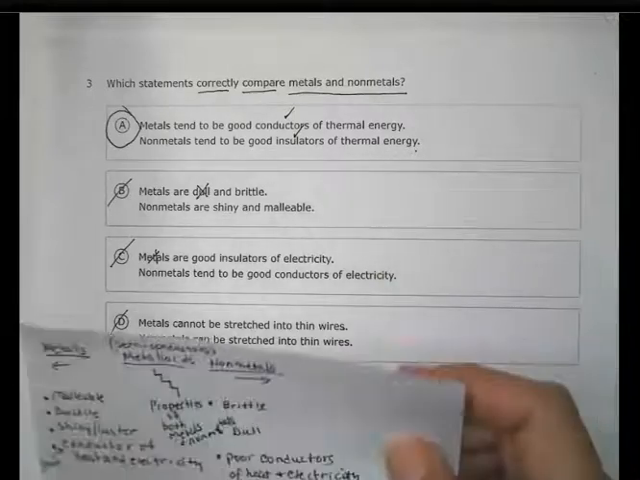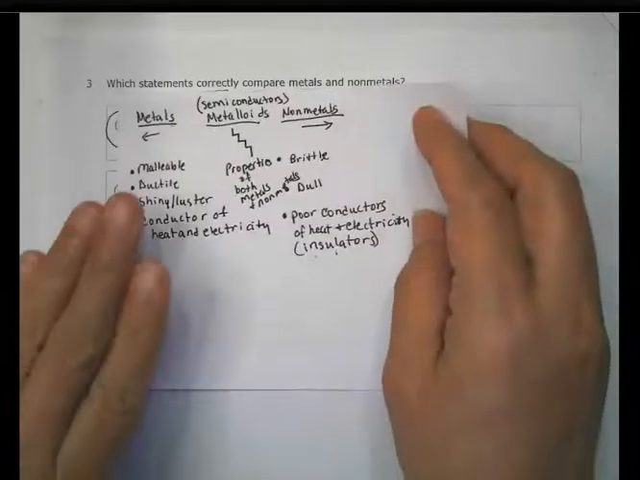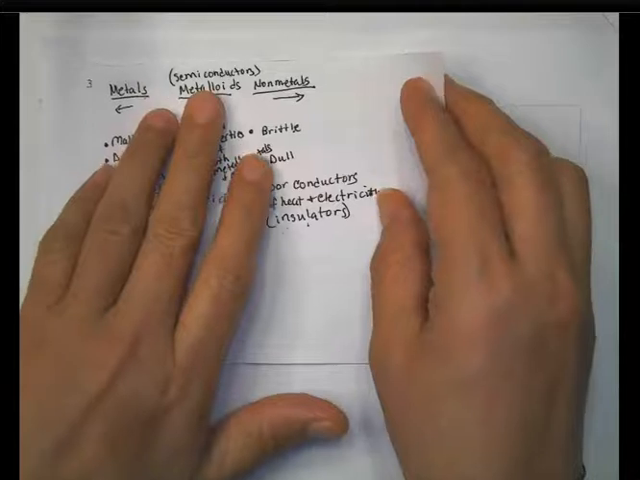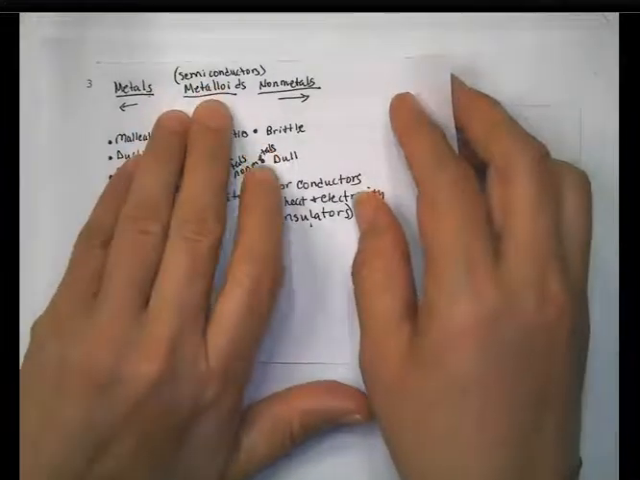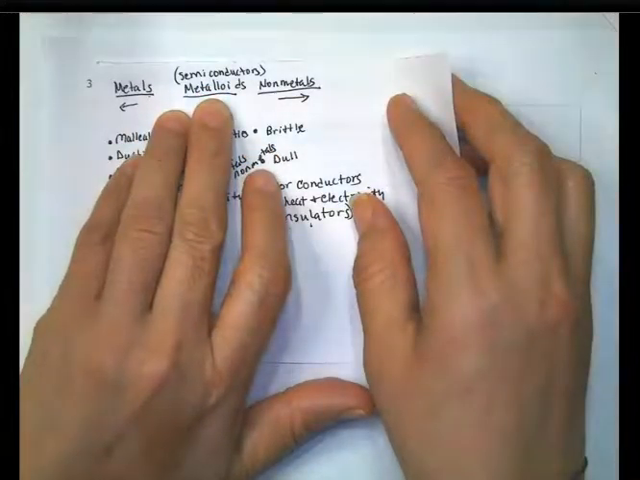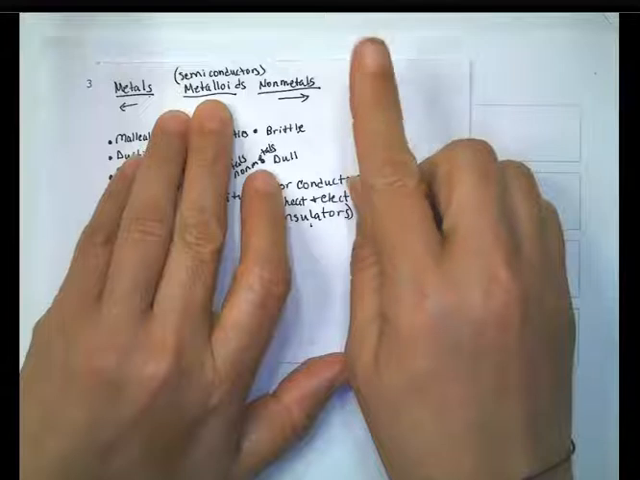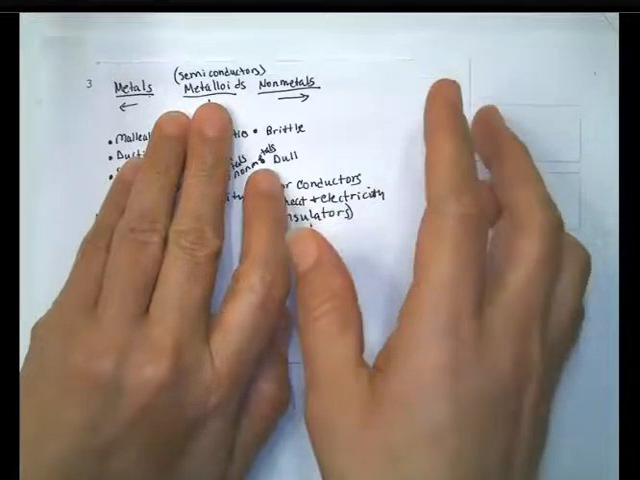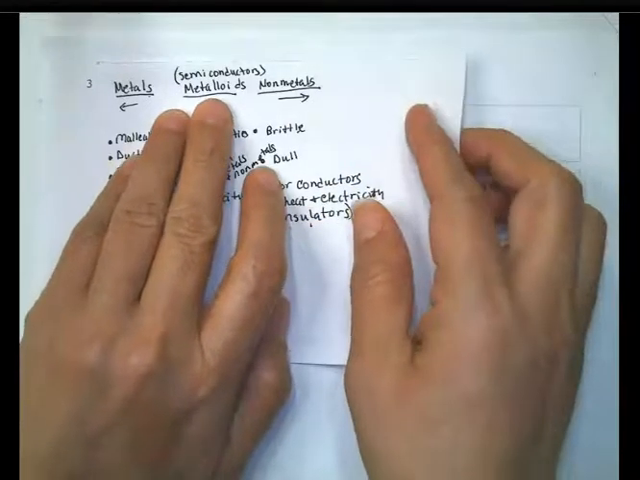Something that I did not mention is that whenever they use the word semiconductors in any type of question, make sure that you label that as metalloids. So metalloids are also called semiconductors.